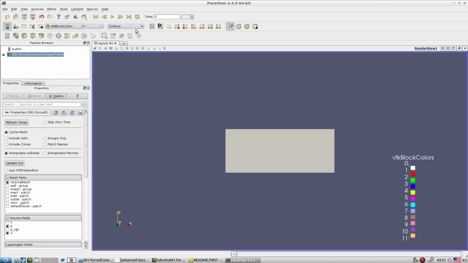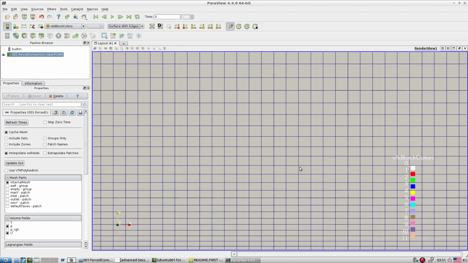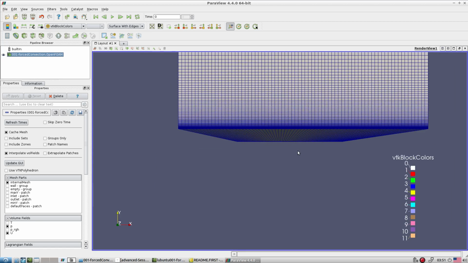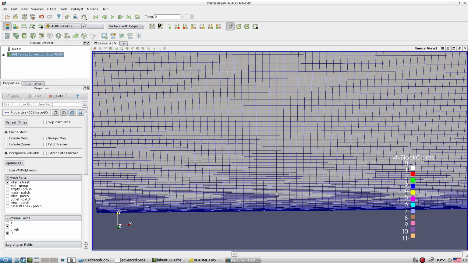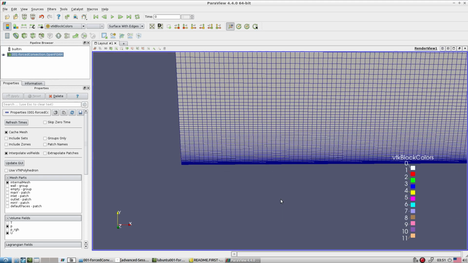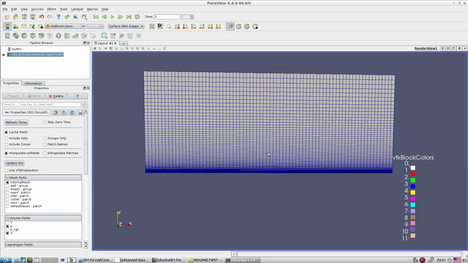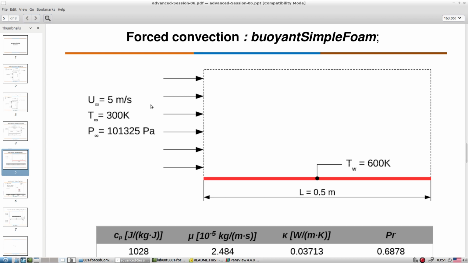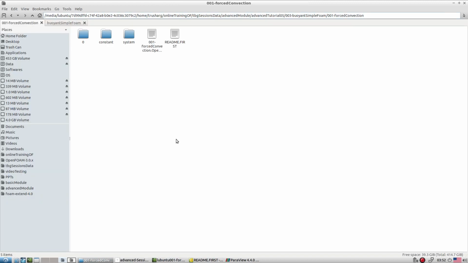This is a flat plate, and because we want to resolve the thermal boundary layer, we require a very fine mesh near the wall. That's why you see very fine mesh near the wall, and away from the wall we have a coarse mesh, and the flow is entering from this area. We have an incoming flow velocity of 5 meters per second, incoming temperature 300 degrees Kelvin, and pressure 10325, atmospheric pressure, with which we are simulating. This wall is at a constant temperature of 600 degrees Kelvin. So that is the nature.